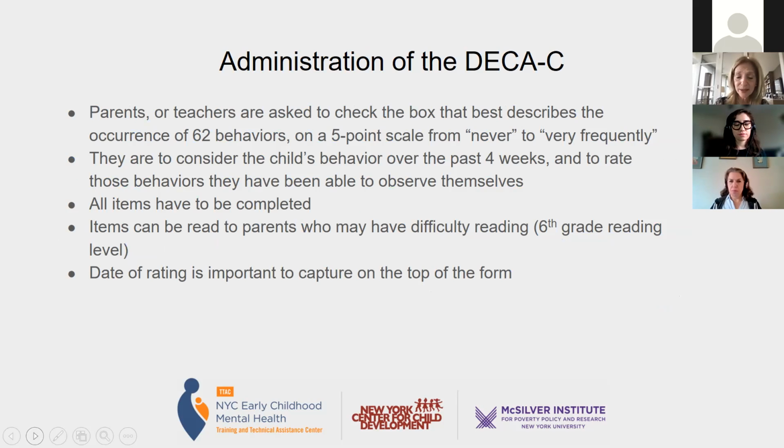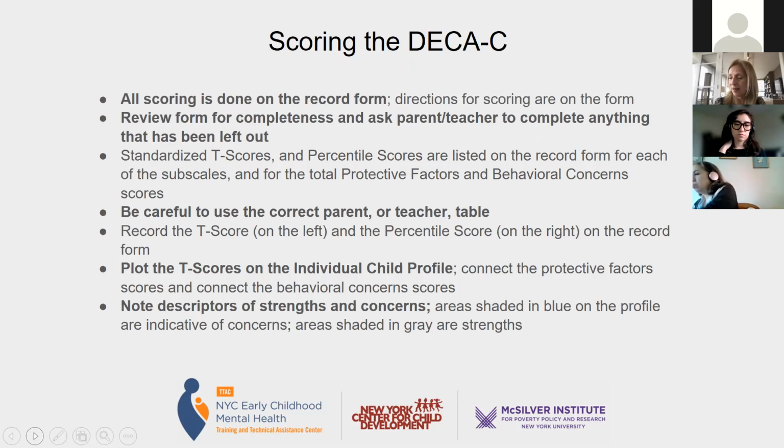Parents or teachers are asked to check a box that best describes the occurrence of 62 different behaviors on a 5-point scale, from never to very frequently. Again, they're asked to think about the child's behavior over the past 4 weeks. All items have to be completed. Again, you can read items to any parents who may have difficulty reading at the 6th grade reading level. It is important to capture the date on the top of your form, especially since you probably will be receiving this more than one time.